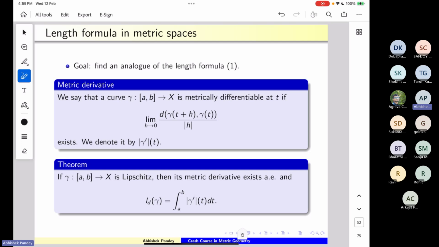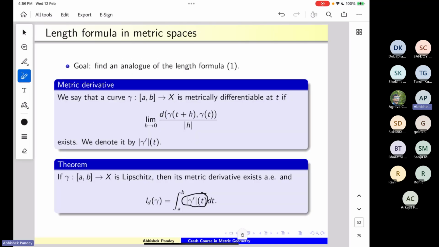Okay, so this is a theorem. If a curve is Lipschitz, then its metric derivative exists almost everywhere, and this is integrable. So this is the result, and this is integrable from a to b, and the integration of this quantity is nothing but the length of the curve gamma. So this is quite an interesting result, that for a Lipschitz curve we have the length formula. Any doubt up to here? Okay, we'll move ahead.